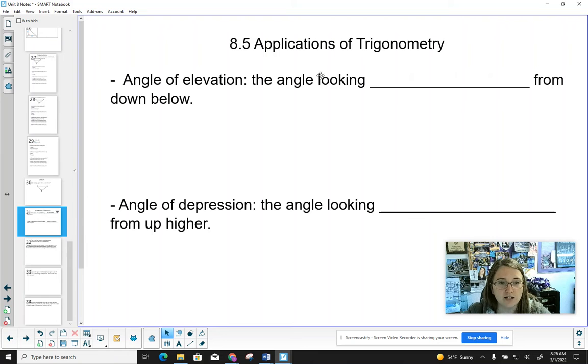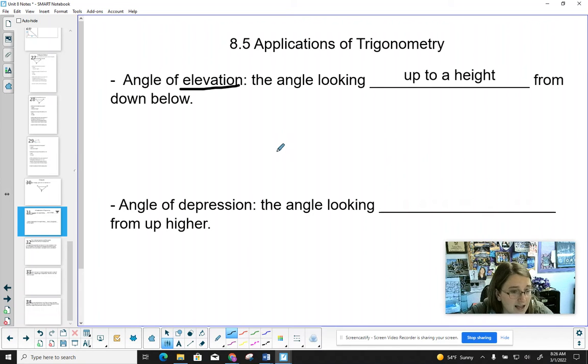So angle of elevation. This is the angle looking up. That's what elevation means. Elevation means up. So the angle looking up to a height from down below. What this means is I'm standing down below. So here's me. Let's draw a little picture. I'll stick guy here. We are looking up. So we're going to draw a line that our eyesight would make, right? If I look up, that's the line my eyesight makes. So it's a diagonal line. It's actually the hypotenuse. That's my eyesight, yeah?